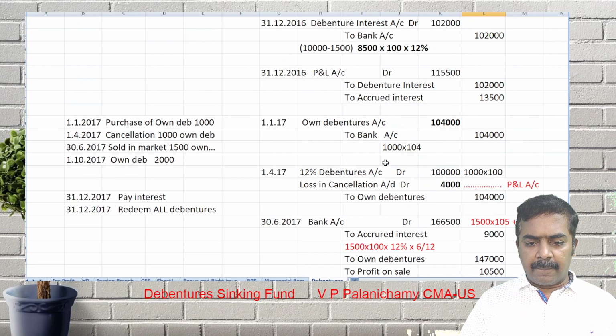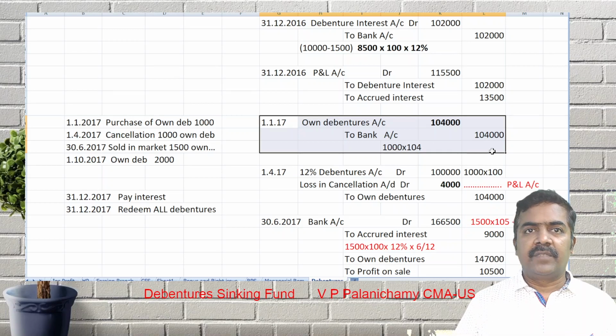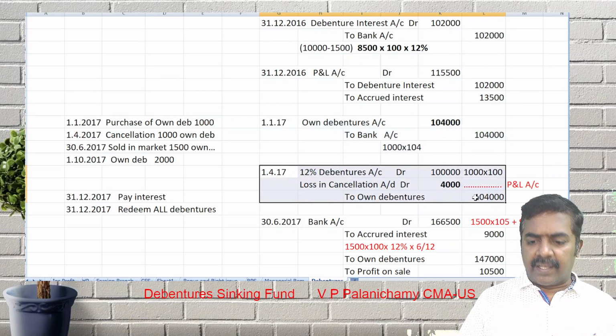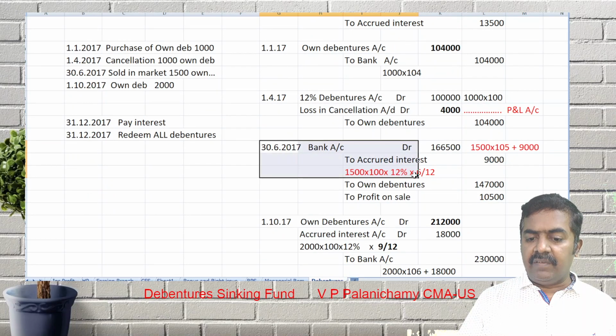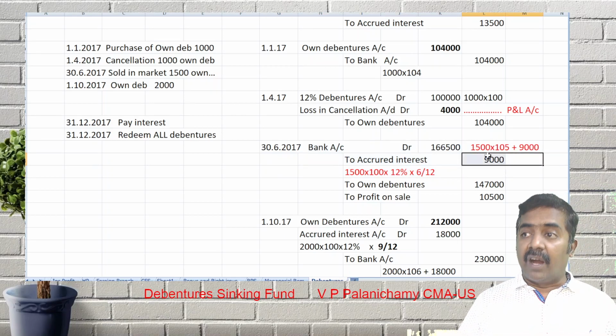Accrued interest பாருங்க. On 1st January purchase பண்ணதுக்கு ஏதாவது interest pay பண்ணிருக்கோமா? Did we pay any interest? No. On 1/4/2017 அப்போ cancel தான் பண்ணிருக்கோம். We have not paid any interest. On 30/6/2017 we sold and we got the interest. எவ்வளவு interest வாங்கியிருக்கோம்? 9,000 we got the interest.